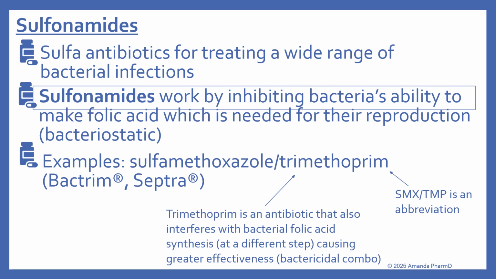Next are the sulfonamides. These are sulfa antibiotics for treating a wide range of bacterial infections. The sulfonamides work by inhibiting the bacteria's ability to make folic acid, which is needed for their reproduction, and they are bacteriostatic. Some examples include, there's one example, sulfamethoxazole with trimethoprim, which its brand name is Bactrim or Septra.